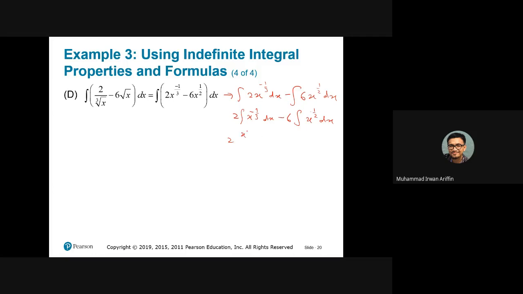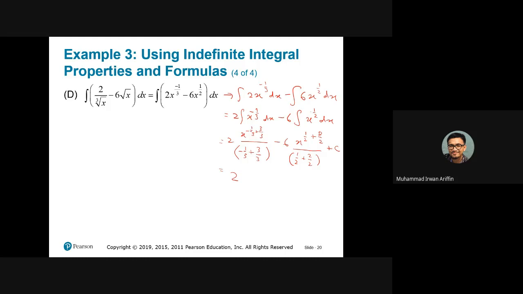So this is x to the power of negative 1 over 3 plus 1. So 1 is 3 over 3, isn't it? So be careful. So just rewrite the whole thing here. Minus 6, and this is x to the power of 1 over 2 plus 2 over 2, right? So we're going to add with 1. So this is basically 1 over 2 plus 2 over 2 plus c. So don't forget our constant of the integration, and then just carefully open the bracket and try to simplify the calculation here.